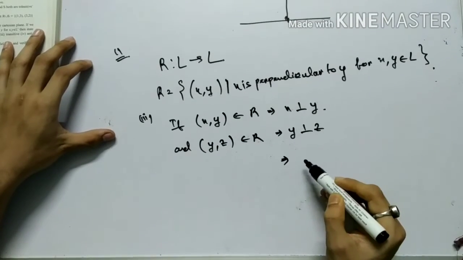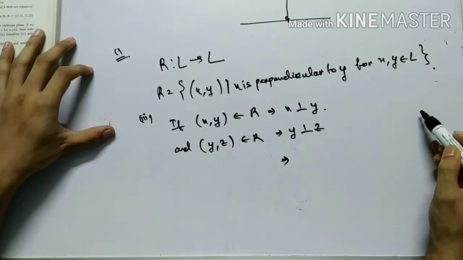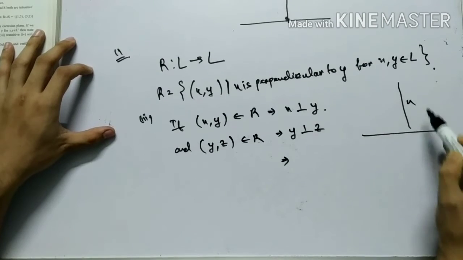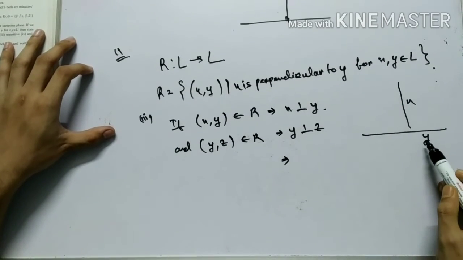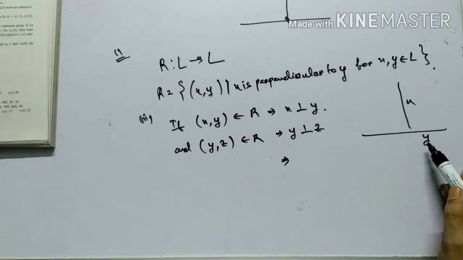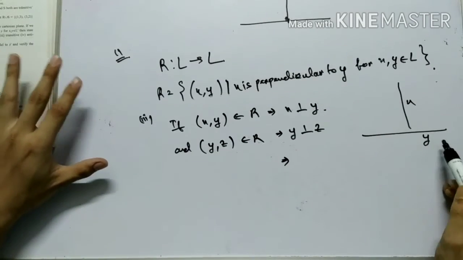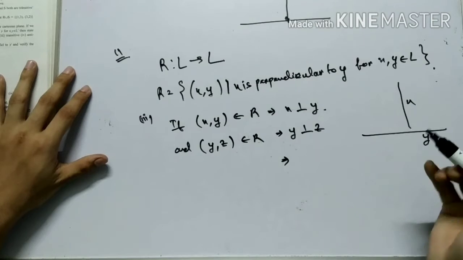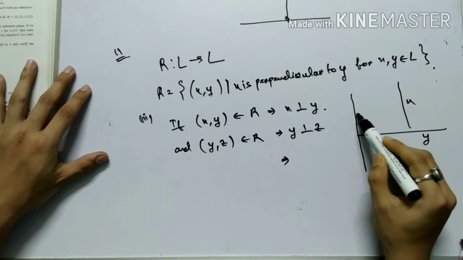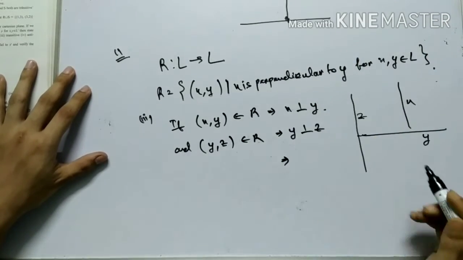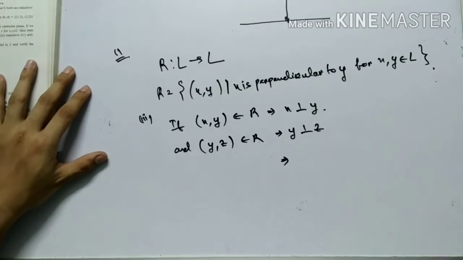Understand? So from here I can say that x is perpendicular to y, this is x, this is y, and y is perpendicular to z. Let me take z as this one. This is our z. You see, x is perpendicular to y, y is perpendicular to z, but x is not perpendicular to y. Understand? X is not perpendicular to y.